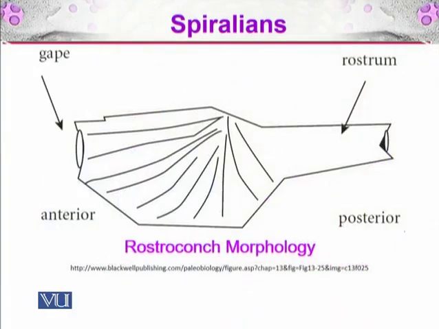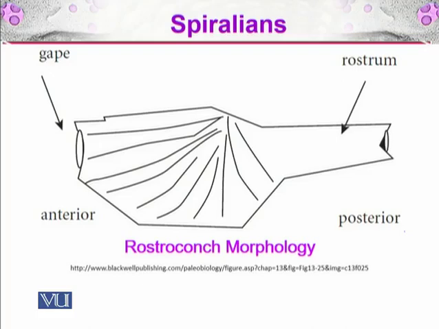So here you can see the Rostroconch morphology, and in there you can see on the anterior side a gap, and then there are the shells, right? Here you can see that there are no visible fissures or distinction between the two shells. These are completely fused. And on the posterior side, there is a platform-like structure which is called the rostrum.